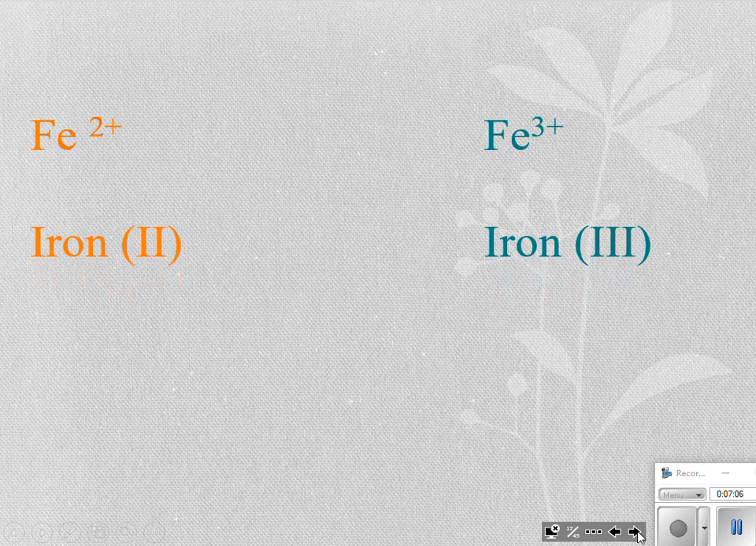Just like I said, iron. Iron has a 2+ charge. Iron also has a 3+ charge. So if I'm signaling iron 2, I have a Fe 2+. If I have iron 3, I have an Fe 3+. So those Roman numerals indicate the charge.